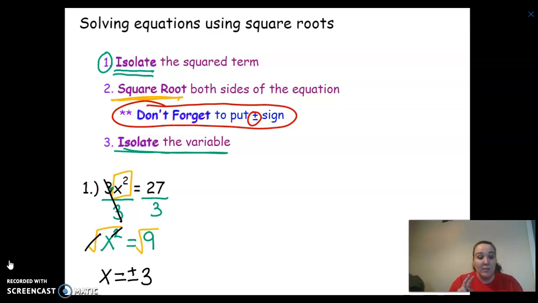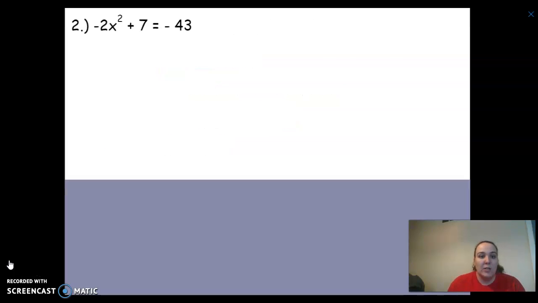Because a positive 3, when you square it, is equal to 9. A negative 3, when you square it, is also equal to positive 9. So here's example number 2. Go ahead and write it down, and I want you to put a box around your squared term.